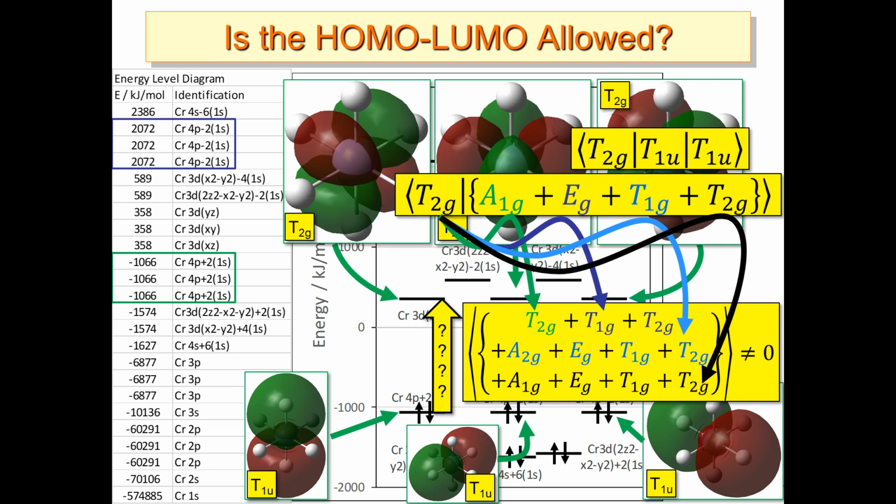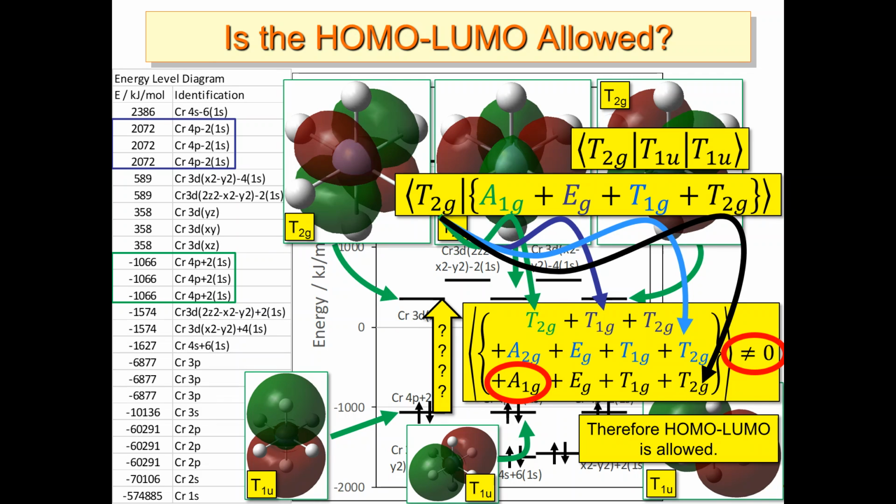And then T2 times T2 gives me this bottom one. And it's nice because we know anything times itself is going to contain A1. So T2 times T2 has an A1 in it. And it's G times G, so it stays gerade. So we have that A1G, which means this is non-zero. So we do have the HOMO-LUMO transition allowed in this metal complex. So the HOMO-LUMO is allowed. We can jump from that p orbital to these non-bonding dxy's.